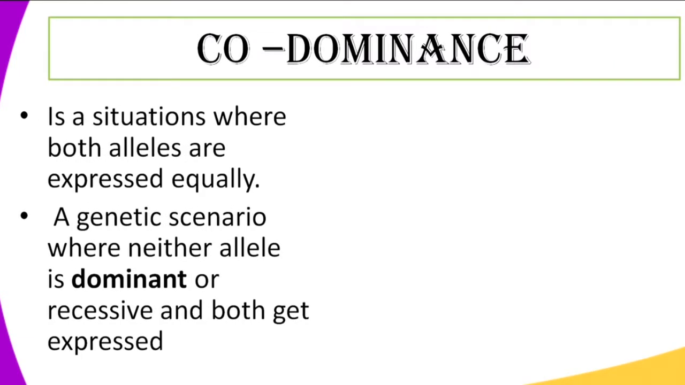Proceeding forward, let us now look at codominance, the third type of dominance. So this is a situation where both alleles are expressed equally. It's a 50-50 bond. A genetic scenario where neither allele is dominant or recessive and both get expressed. So they have equal powers.